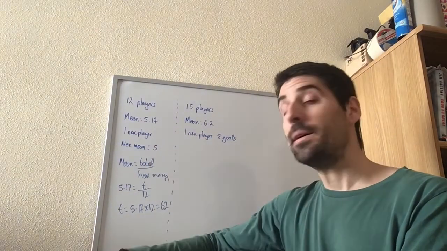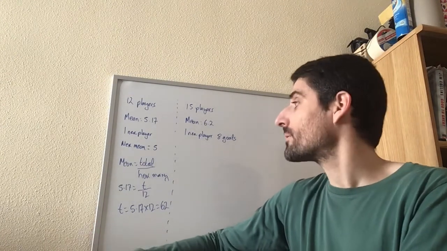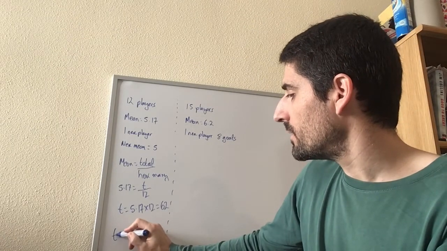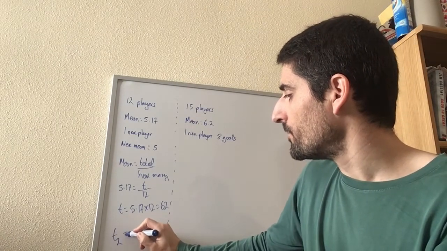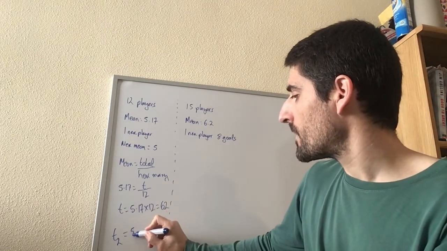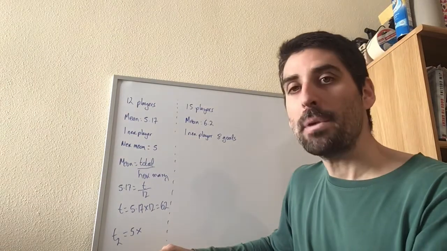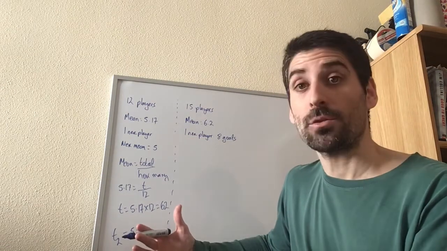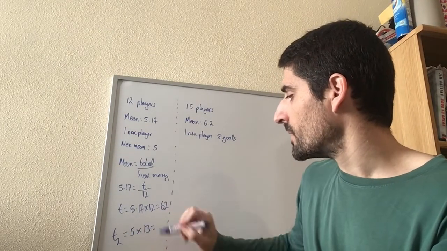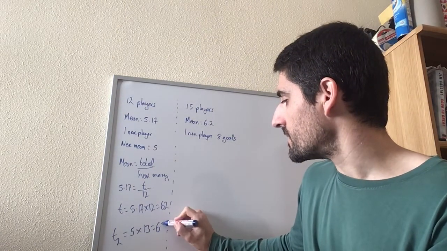Now I've got a new player, I've got a new mean. I'm going to do the same thing with the new numbers. The new total, let's call it T2, is going to be the new mean, which is 5, times how many players? The number of players is not 12 now, it's 13 because I have a new player. So 5 times 13 is actually 65.